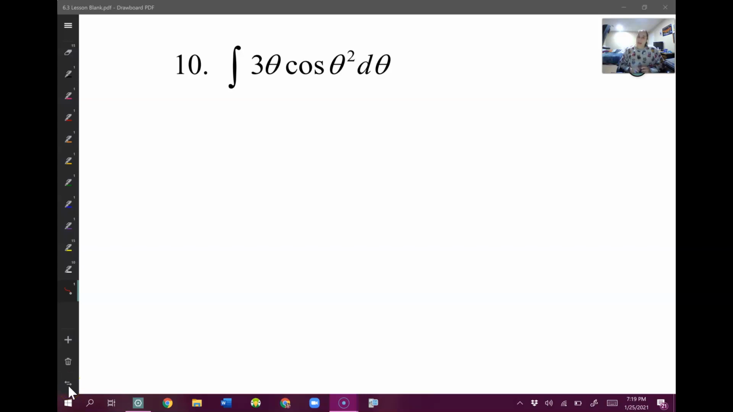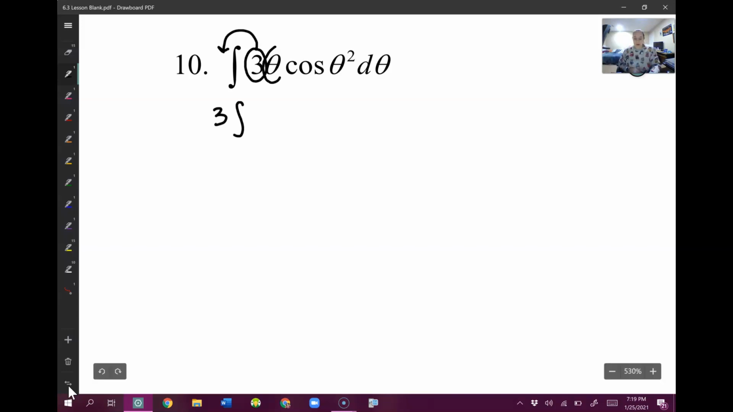Let's do our last two example problems in this section. Now, for number 10, I'm going to have you rewrite this a little bit to help you out. We're going to start by taking that 3 and moving it outside the integral, which we know we can do. Second, we know that 3 times 2 times 5 is the same thing as 2 times 5 times 3. Anytime there's multiplying, we can totally move things around and it's okay.